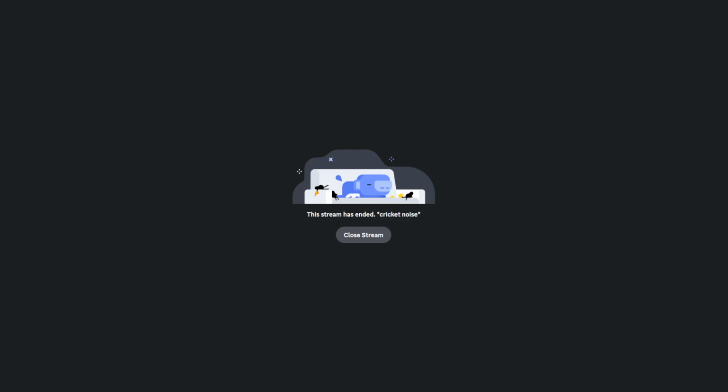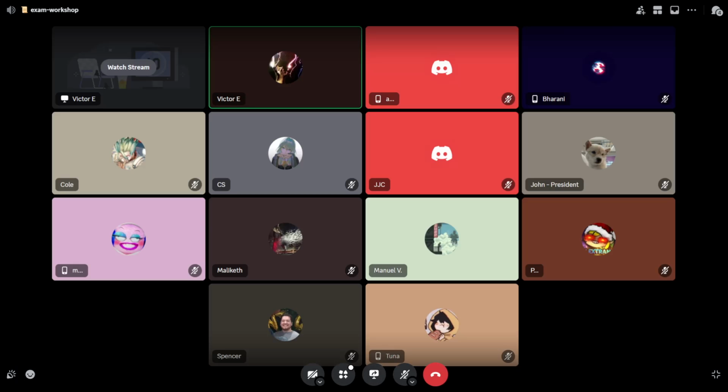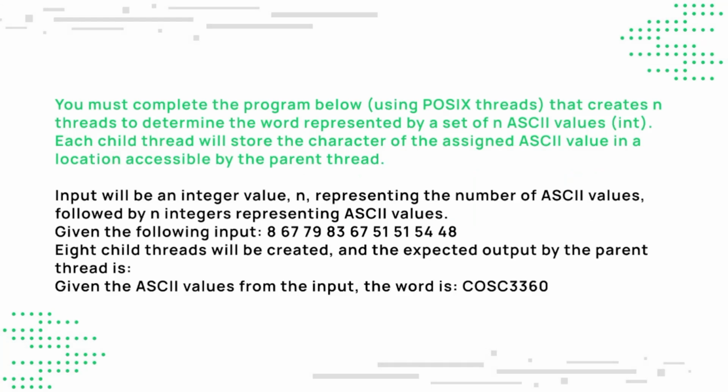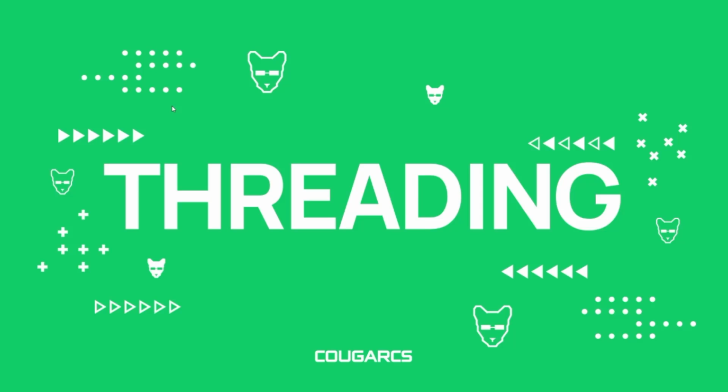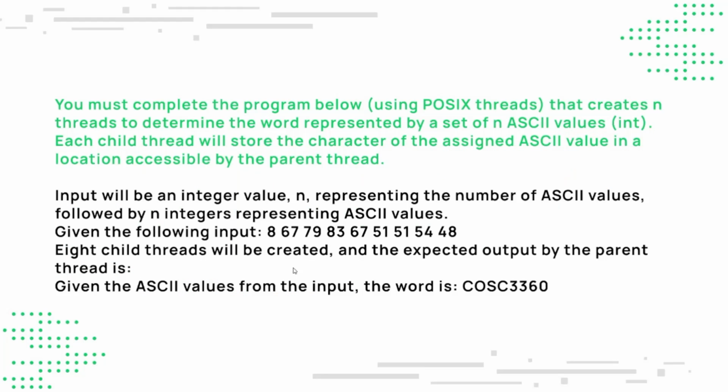Now that we finished forking, the next thing we're going to do is threading. Whenever you get a threading problem, the first thing you should always do is read the problem and make sure you have a pretty good idea of what's going on. You'll get some kind of input like this: given an integer value n representing the number of ASCII values, followed by n integers representing ASCII values.